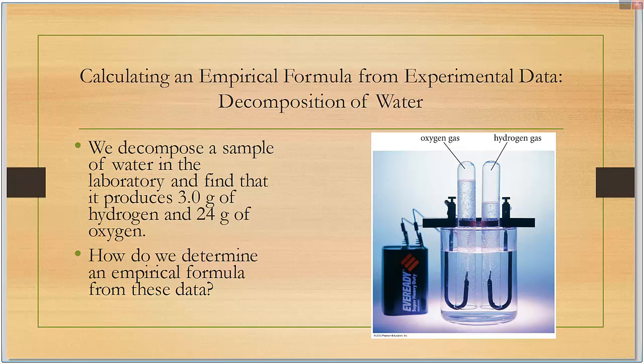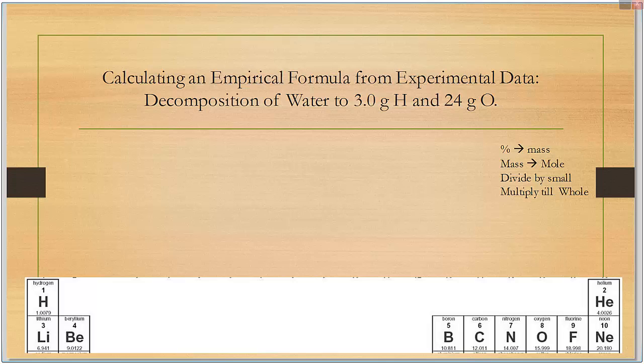Alright, so calculating an empirical formula from experimental data, you're going to think about it in the exact same way. So let's say we decompose a sample of water in the lab and find that it produces 3 grams of hydrogen and 24 grams of oxygen. So how can we get the empirical formula from this? Well, since we're already given it in grams, this percent to mass has already been taken care of for us. So we just skip right down to the next part, mass to mole.